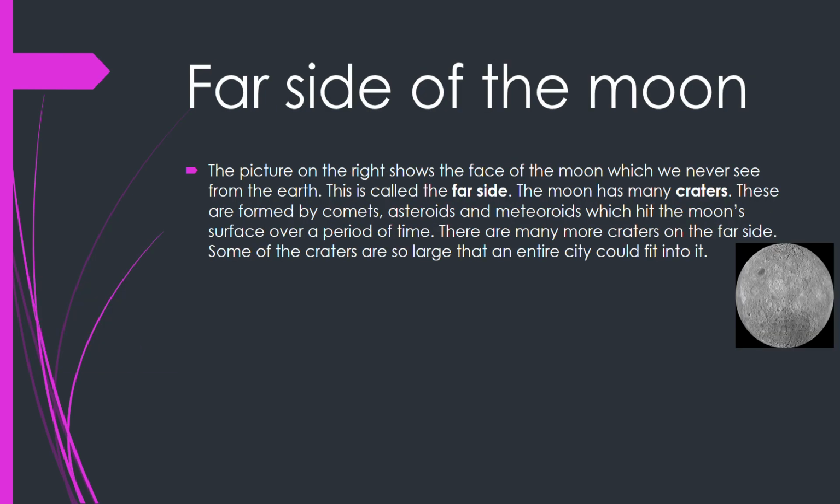Far side of the moon. The picture on the right shows the face of the moon which we never see from the Earth. This is called the far side. The moon has many craters. These are formed by comets, asteroids, and meteoroids which hit the moon's surface over a period of time. There are many more craters on the far side. Some of the craters are so large that an entire city could fit into them.